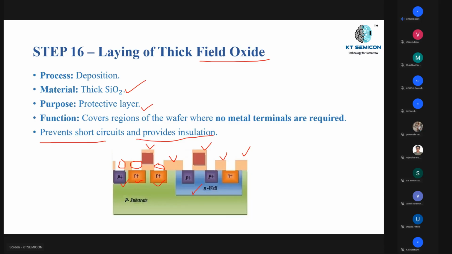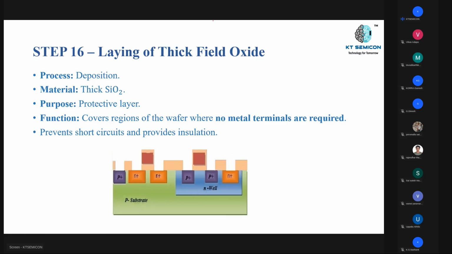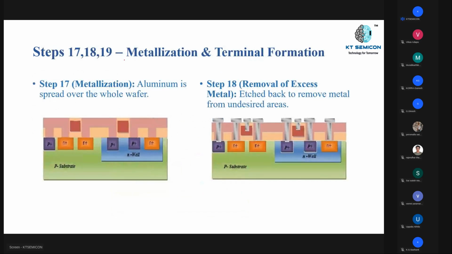So to avoid issues in between the terminals, here we are having some terminals, right? In the metal deposition process we can get some terminals, and to avoid short circuit issues, we are creating this SiO2 layer again. And this is the thing happening up to now. And after that, metallization and terminal formation.